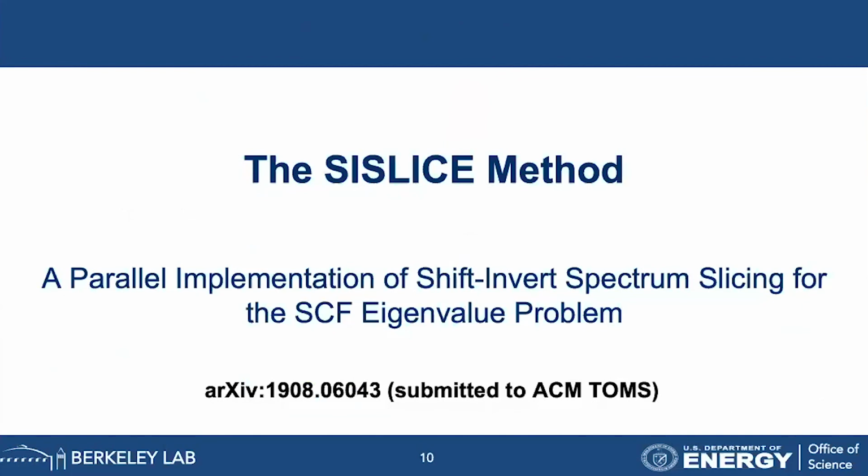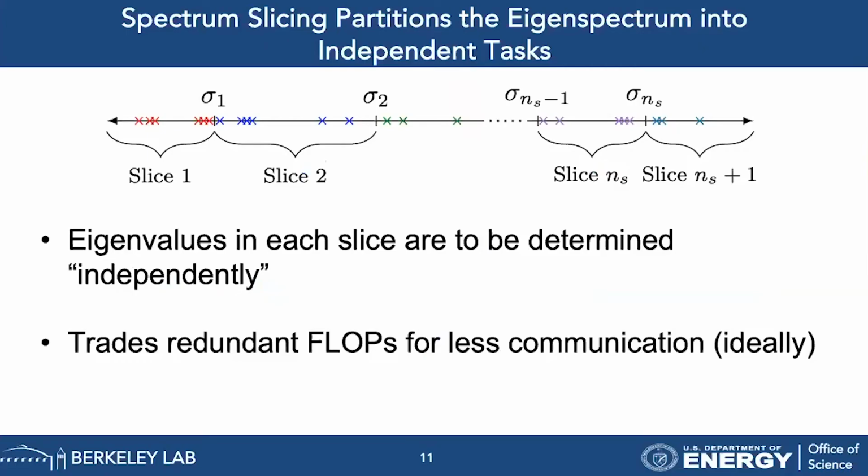So we developed this method called the SISLICE method, which is a parallel shift-invert spectrum slicing method specifically for the SCF eigenvalue problem, and we have an arXiv paper detailing the gory details of how this is implemented. But the basic idea is that we want to partition the spectrum, the actual eigenvalues in a particular spectrum, into separate tasks.